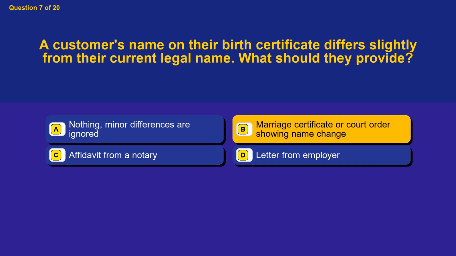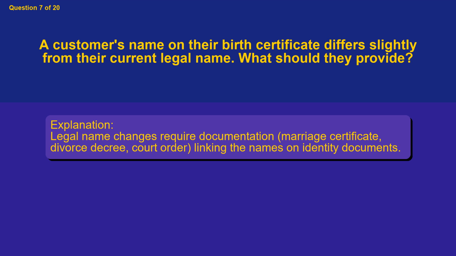The correct answer is option B, marriage certificate or court order showing name change. Legal name changes require documentation, such as a marriage certificate, divorce decree, or court order, linking the names on identity documents.